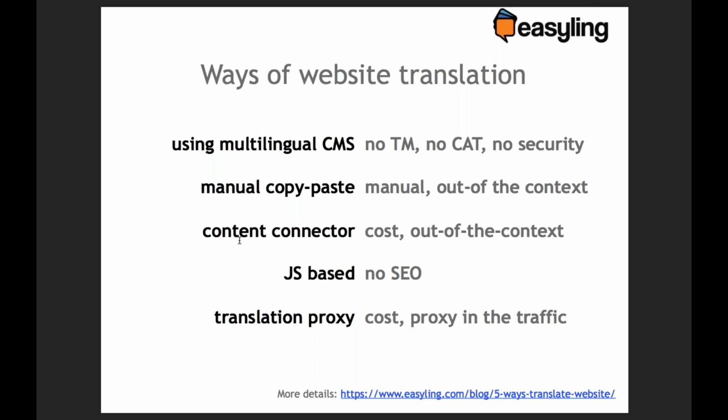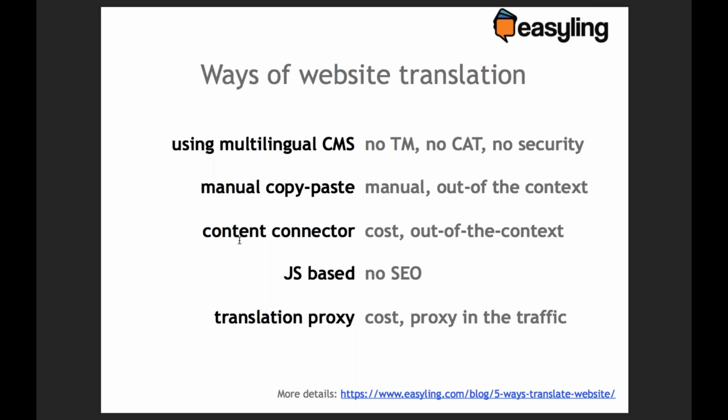Also, a problem with this choice is that there is no translation memory that can be utilized. There are no CAT tool features that can be utilized. The translators log into the content management system, which is a new interface. They need to learn it. There's a learning curve to get familiar with it, and then do the translation right there. But this is an option.